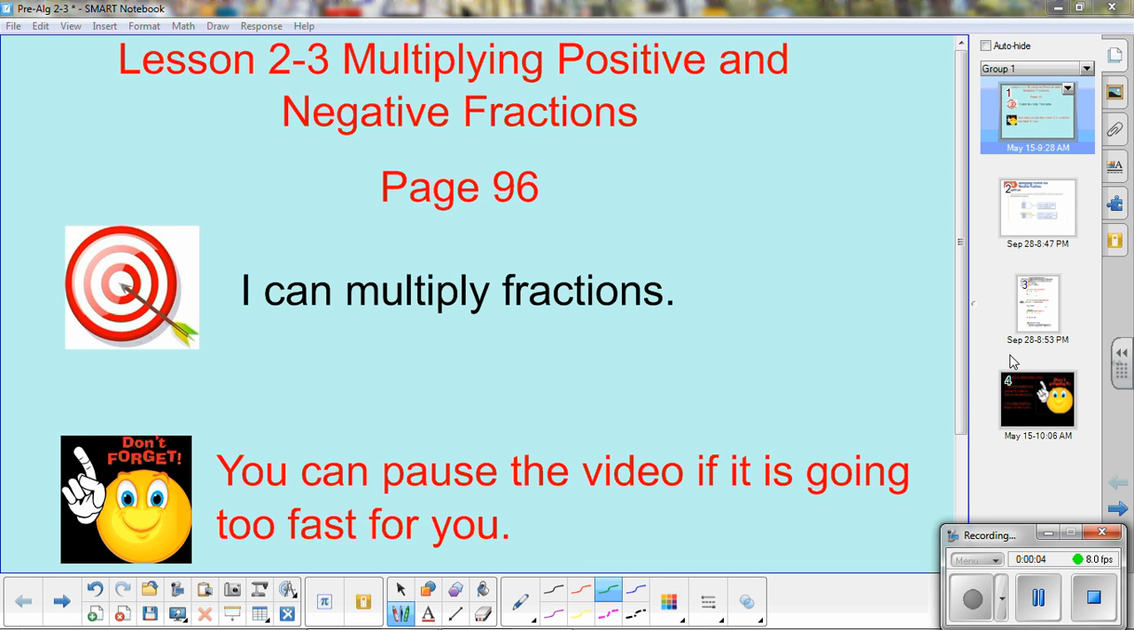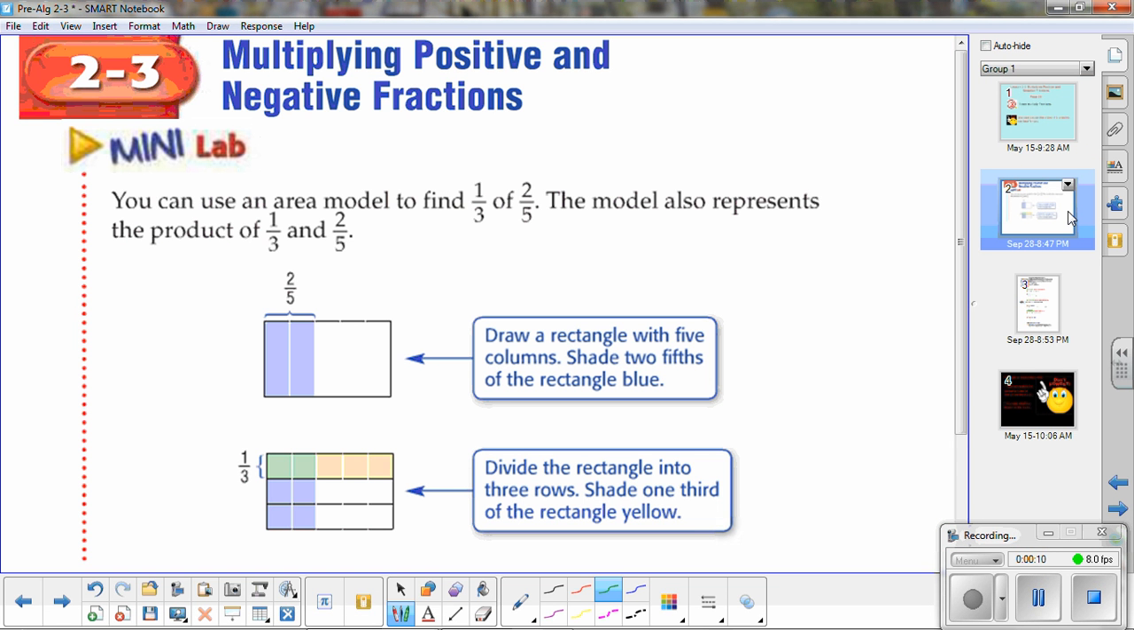In Lesson 2-3, you will be multiplying positive and negative fractions. Before we begin, I want to go through an area model for finding 1/3 of 2/5. In this first rectangle, we've shaded in 2/5 of the rectangle.